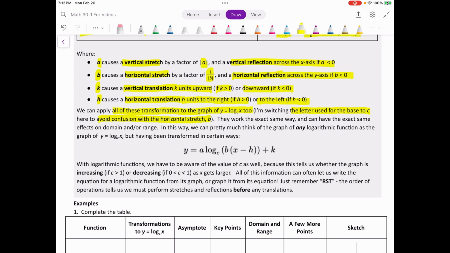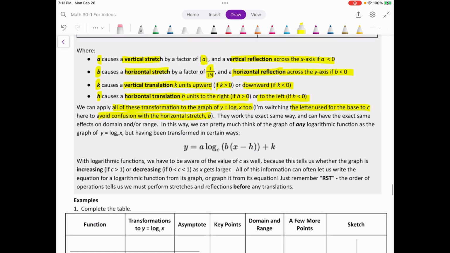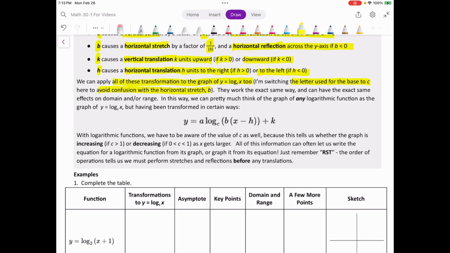Not actually sure why. So I wanted to be consistent with what you're most likely to see in a video or a textbook. But I'm just swapping it out for a c so that we don't mix it up with the b that's the horizontal stretch, okay? And these transformations work the exact same way as they did in Unit 1.